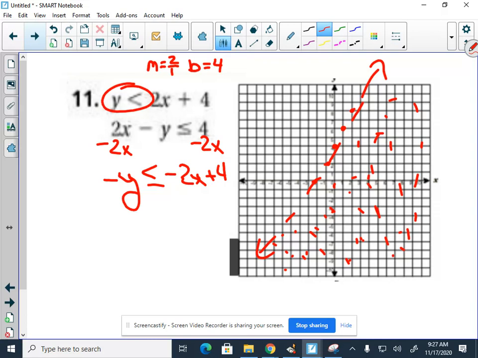All right, so now I'm going to divide by negative 1 everywhere. But when you divide or multiply by a negative, it switches every single sign, and there's 4 signs in there. This sign was negative, it's now positive. This sign switches to a greater than sign. This one becomes positive 2x. This one becomes minus 4.